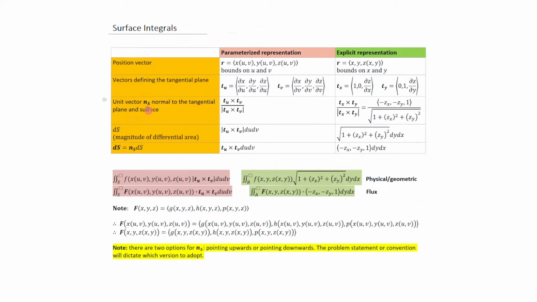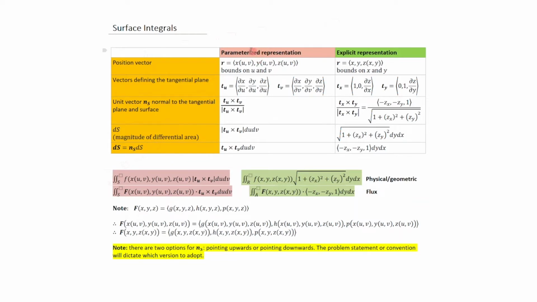The unit vector NS is normal to the tangential plane and to the surface. ds would be the magnitude of the differential area, and the orientation vector at a given point on the surface, perpendicular to the surface, would be NS ds, where NS is the unit vector normal to the surface. That's n subscript s ds. So these are the things of relevance.